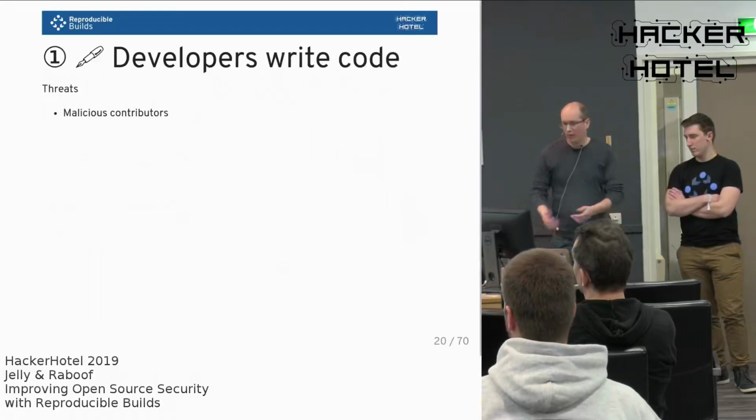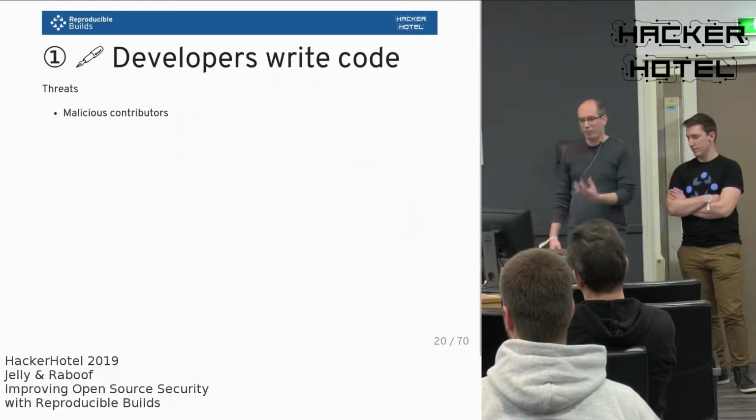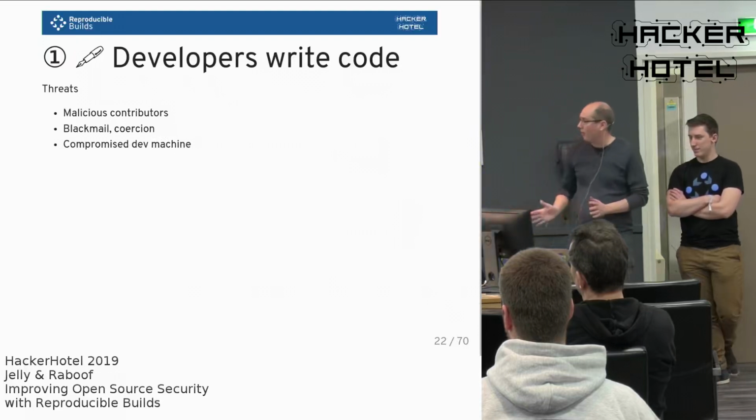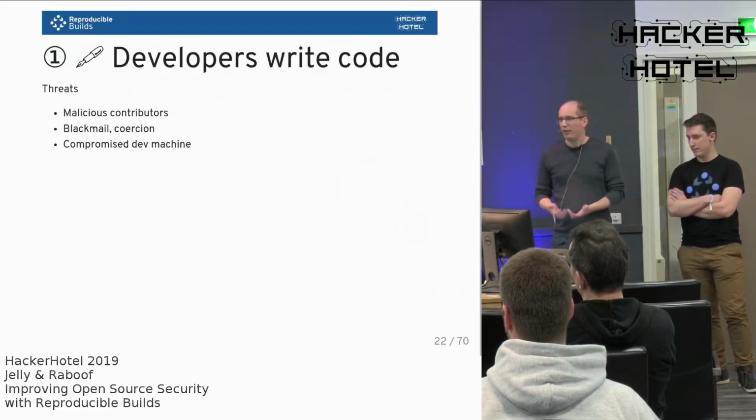So if the developer writes code, what can go wrong? Well, the developer himself can be malicious. That's a problem. But also a non-malicious developer can be blackmailed, can be coerced, maybe by the government, maybe by some criminal organization or individual. And also, he can go to a hacker conference or some other place where he doesn't take good care of his machines, and his machine can get compromised. So there's a very real chance that the developer gets infected.